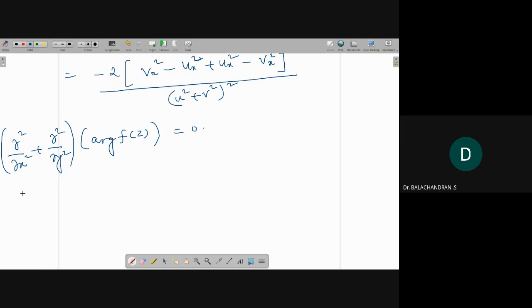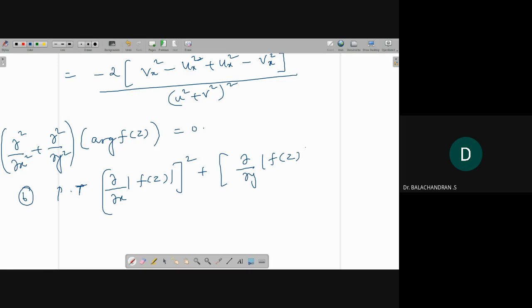Okay, now problem number 6. Prove that. The remaining problems are simpler problems, not this lengthy. Prove that dou by dou x of modulus of f of z whole square plus dou by dou y of mod f of z whole square equal to modulus of f dash of z whole square.